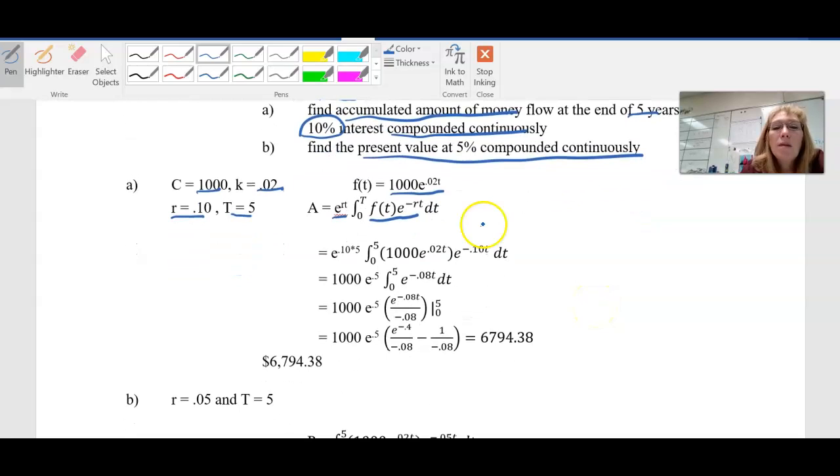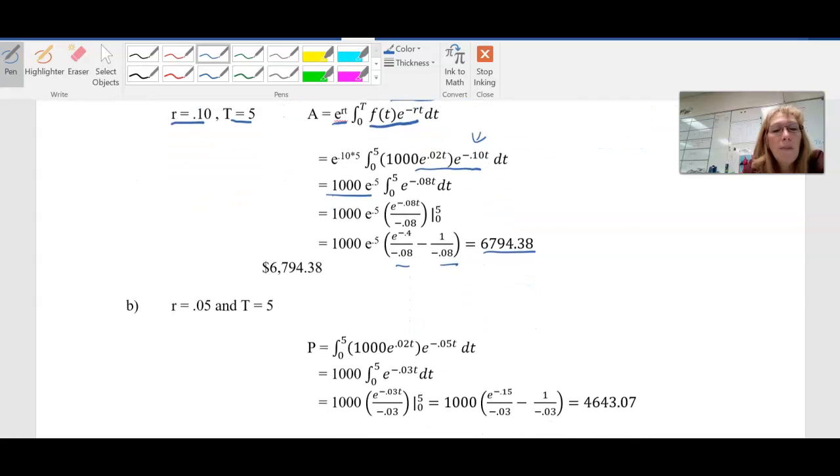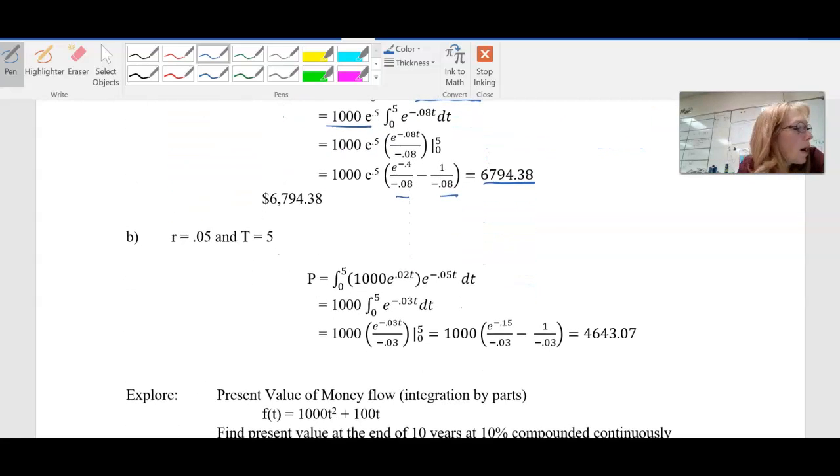All right, so let's go. This is our 10%, correct? So now I'm going to take the 0.5 here. I'm going to take the 1,000 out to make my calculations easier. Multiply those together, so you added your exponents. Do your antiderivative from 5 to 0. Plug in 5 and 0 here. And we get $6,794.38. Sorry about that.